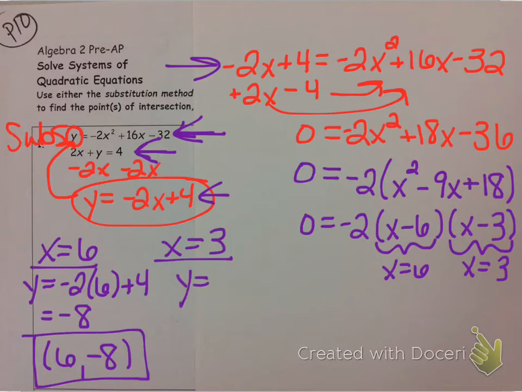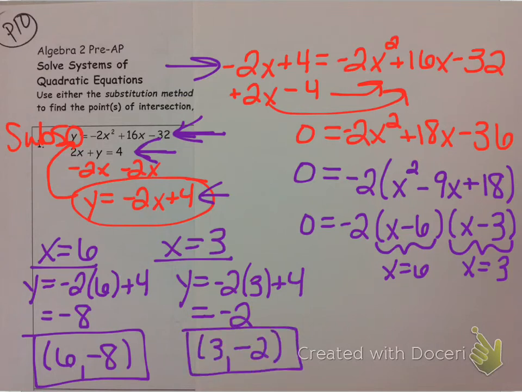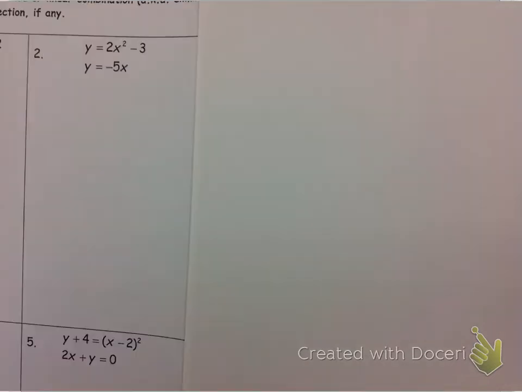And then when I plug in the 3, I get negative 2. And so that means the point 3, negative 2 is my other point of intersection. And so now that problem is done. Okay. Question number 2 can be done the same way.